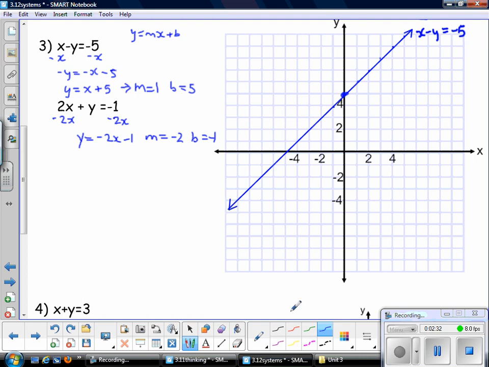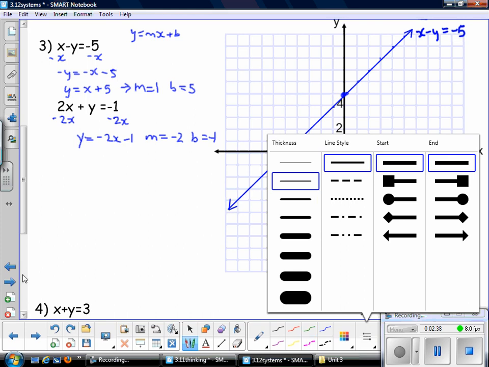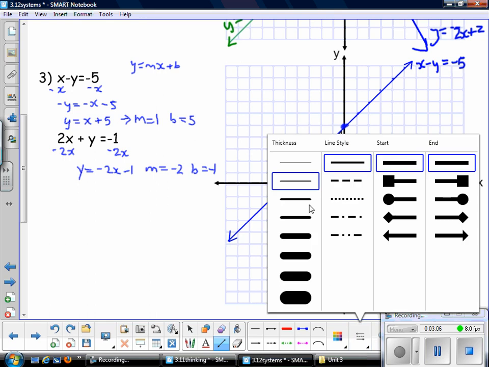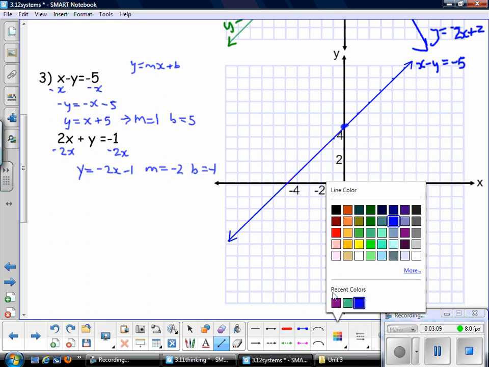Okay, the next one we're going to choose green. In this case, we have the y-intercept at negative 1 this time. So down the y-axis to negative 1. Then we go down 2 over 1, down 2 over 1, down 2 over 1. So we can see that they're going to intersect in the second quadrant. And let's turn that green and get this one graphed.